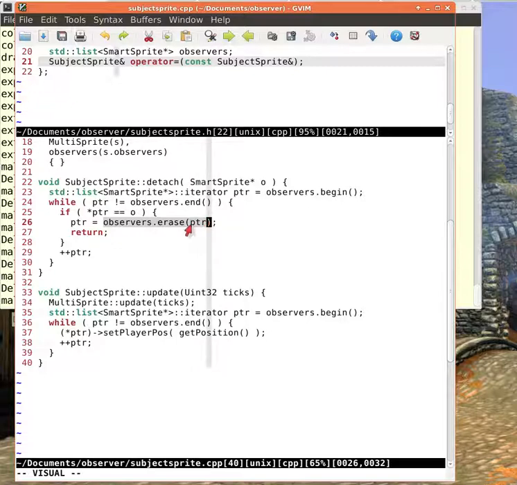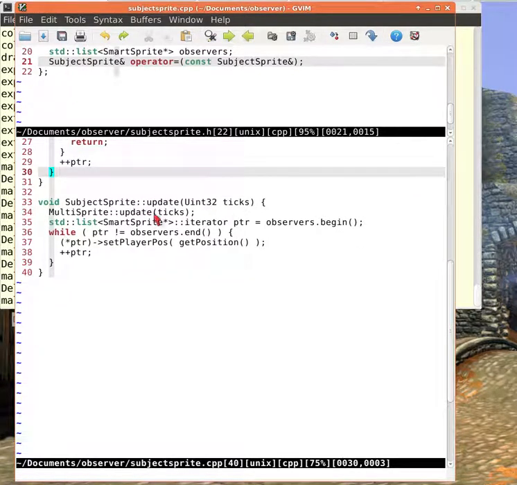Now, here's the trick. When you remove an item from a list, this iterator is invalidated. But that's okay because the erase function returns an iterator that points to the next item in the list, although it doesn't matter because I'm leaving anyway. So I return because I'm done. I just removed this guy from the list, so I return. Now, remember, this is a Smart Sprite star, so I'm just getting it out of the list. It's a list of Smart Sprite stars, so I just take it out of the list. I didn't delete it. I'm not sure why. I should probably check this for memory leaks. But anyway, if this is not the one I want to delete, just update the pointer.